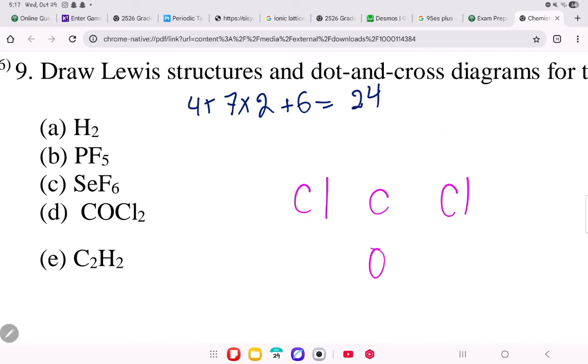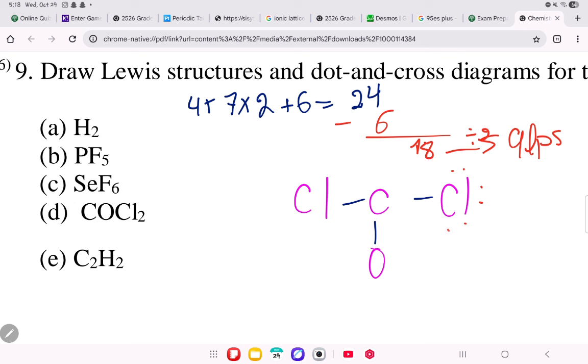Now we link all of the atoms by a single bond to the central atom. So how many electrons did we use? We used 3 times 2, which is 6. So 24 minus 6 means we only have 18 electrons left. We divide that by 2, which means we will be using 9 lone pairs. So we start putting 9 lone pairs on the atoms: 1, 2, 3, 4, 5, 6, 7, 8, and 9.